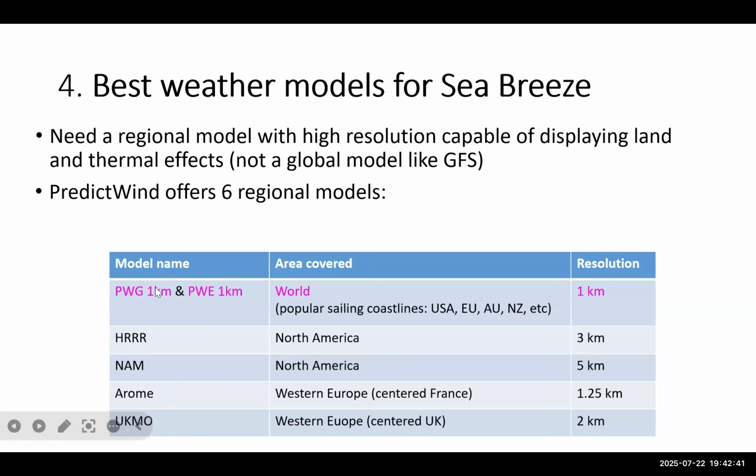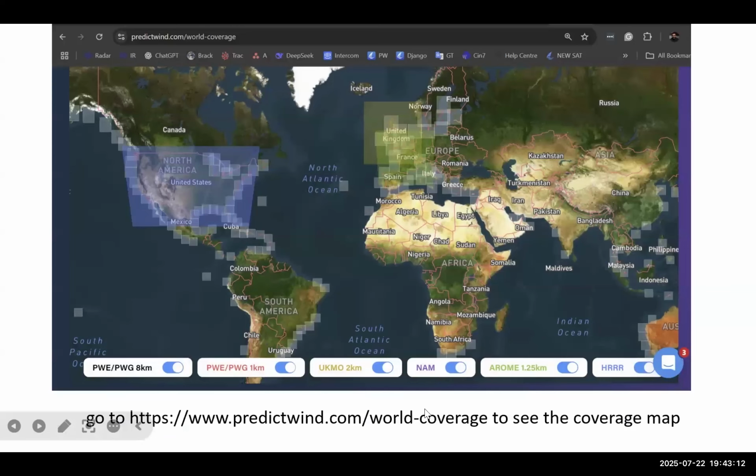So we have two in-house models. We call them PWG 1 kilometer and PWE 1 kilometer. They cover the entire world, only on the coastline. So those are the popular coastlines in the world, like USA, Europe, Australia, New Zealand, etc. Then we also offer HRRR, which is just for North America, NAM also, and for Europe, we have AROME and UKMO.